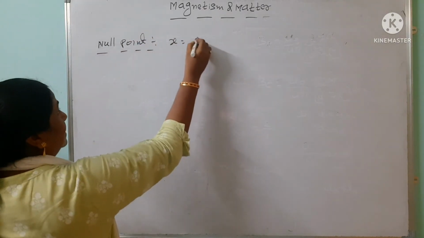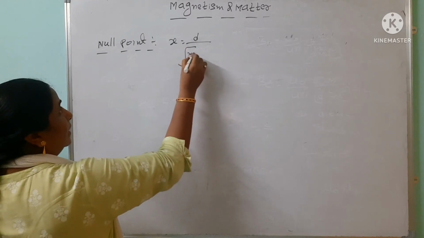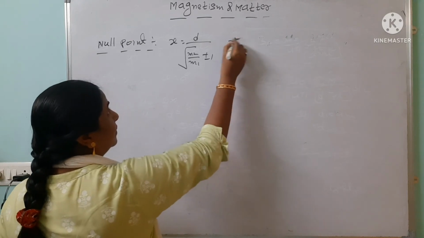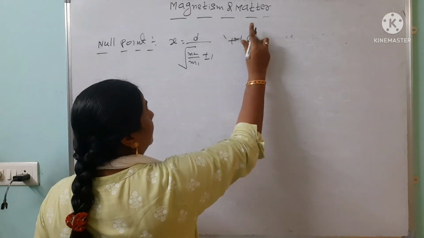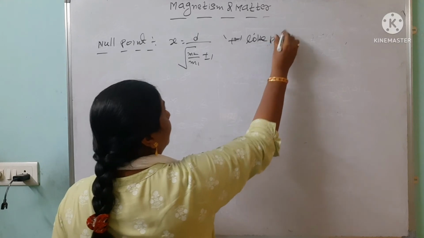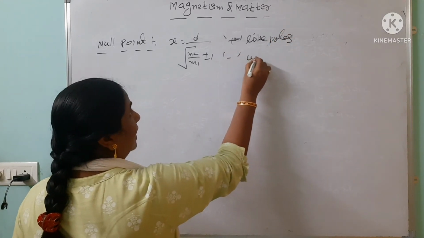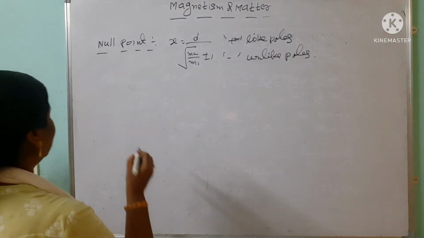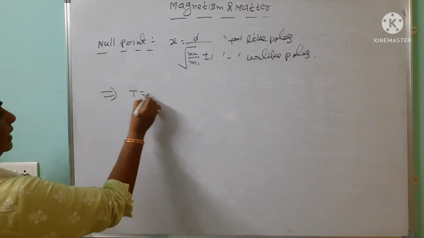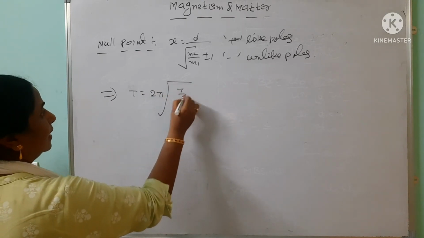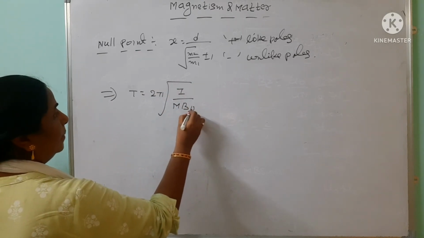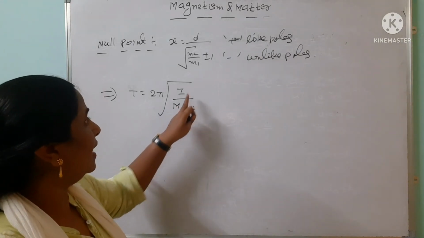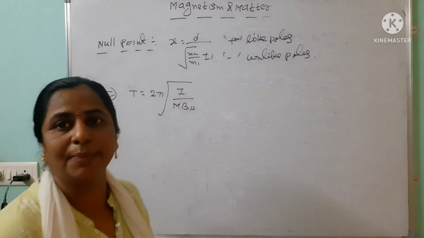Common formula, x equals d by (under root m2 by m1, plus or minus 1). You can take plus for like poles, and minus is for unlike poles. And here the time period also we can find out. T equals 2 pi into under root I by mBH. BH is the horizontal component of Earth's magnetic field. M is the magnetic moment, and I is the moment of inertia of that particular magnet.